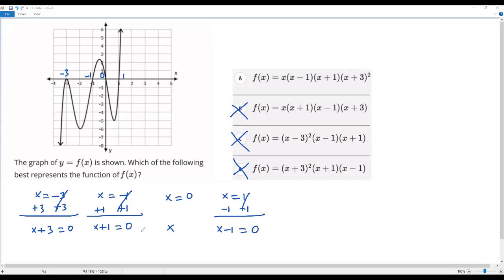Now let's consider the third x-intercept, that is x equals 0. The corresponding factor is just x, and at x equal to 0, the graph crosses the x-axis. So the corresponding factor x must have an odd exponent. Here we find the factor x with the odd exponent 1. Now let's consider the last x-intercept, 1. The corresponding factor is x - 1. At x equals 1, the graph also crosses the x-axis. So the corresponding factor x - 1 must have an odd exponent. In option A, we find x - 1 with odd exponent 1. So the correct answer choice for this question is option A.